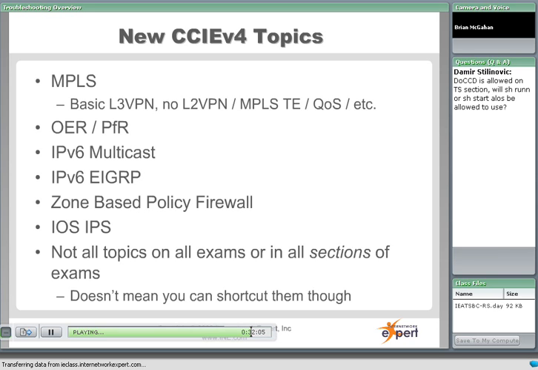Okay, our next one, the zone-based policy firewall, is the new format for CBAC on the routers, which is going to be the class map type inspect and the policy map type inspect. Definitely would be a great candidate, in my opinion, for the troubleshooting section.